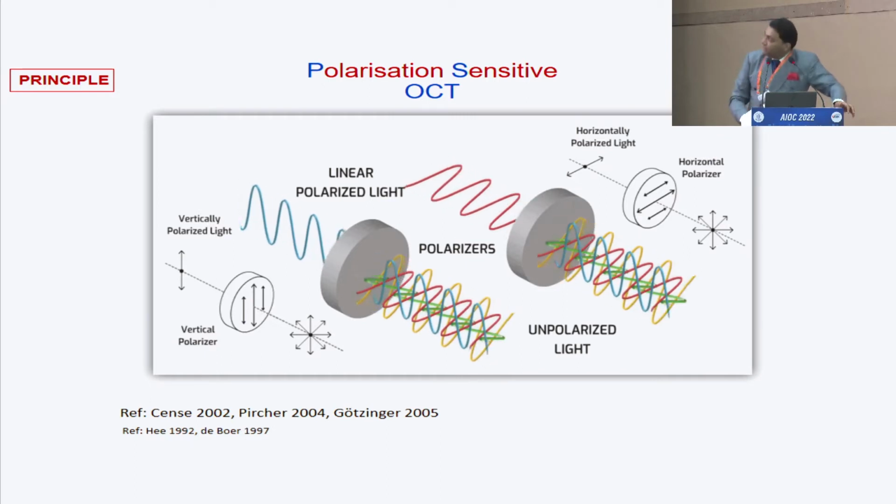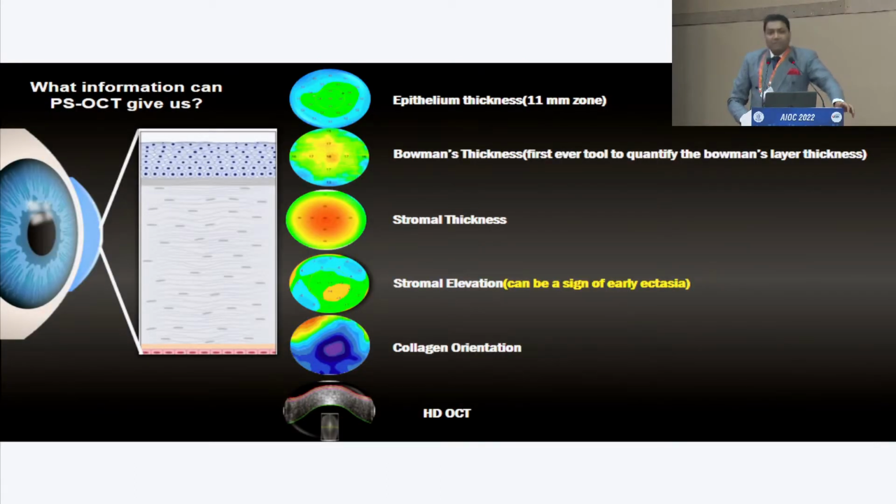We built this OCT, and we were able to examine every layer of the collagen. What is interesting here is that it was able to examine the collagen orientation. The darker colors are healthy.